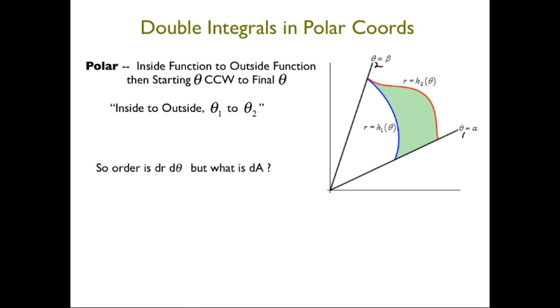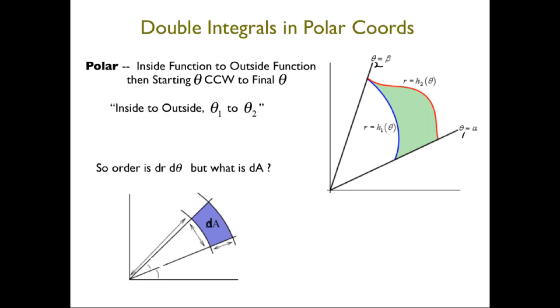Okay, so we know that the order is dr d theta. We just saw that in that little example we just did. But what is dA? What would dA be before in rectangular coordinates? How do we get a little bit of area? Yeah, dx dy or dy dx. It's just a little rectangle, the area of a little rectangle. Base times height.